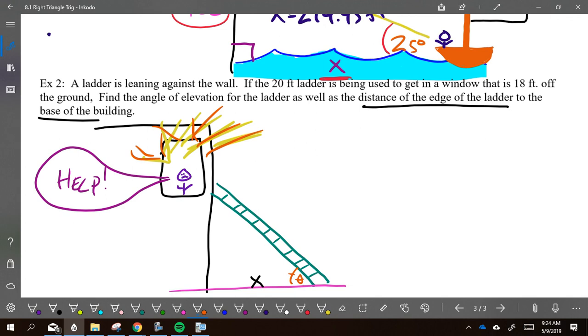The ladder is 20 feet. Ladder's 20 feet. This is 20 feet. And base of the window is 18 feet, so we can label that as well if we'd like. That's 18 feet. Everybody go with that? Then we're going to solve it.